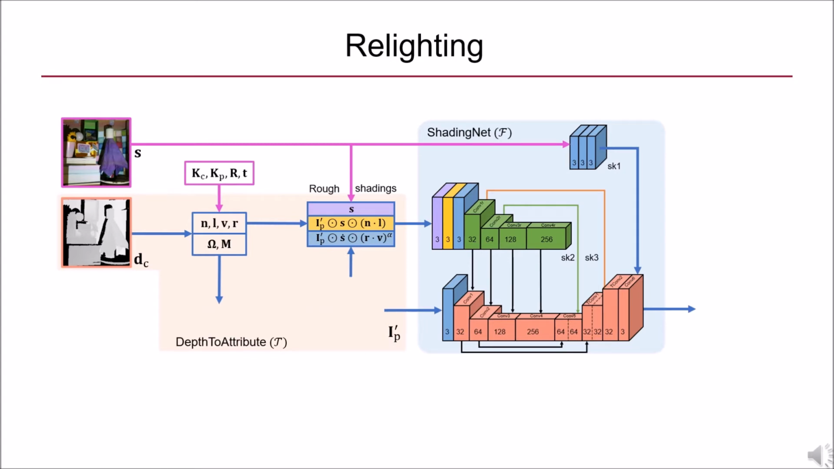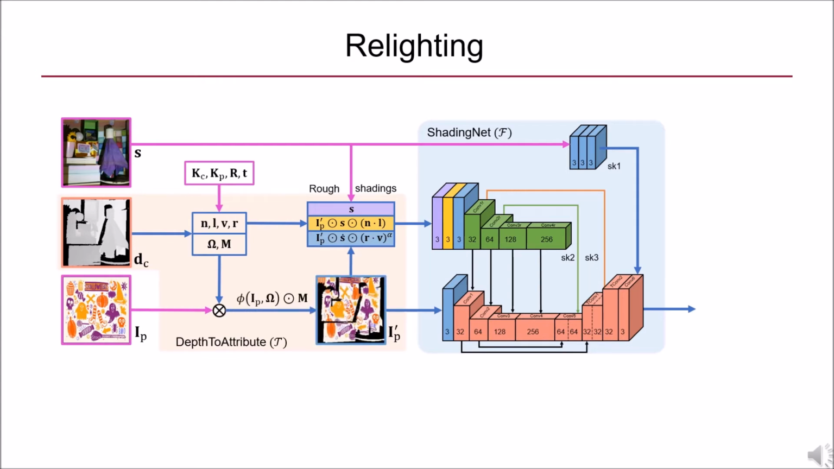Once DeProCams is trained, we can apply it to 3 spatial augmented reality tasks, such as relighting, projector compensation, and shape reconstruction. Firstly, relighting is simply a forward pass of DeProCams. In particular, given a novel projector input image IP, depth to attribute warps it to the camera view and computes rough shading attributes. Then, Shading Net aggregates the rough shadings and further infers photorealistic rendering.